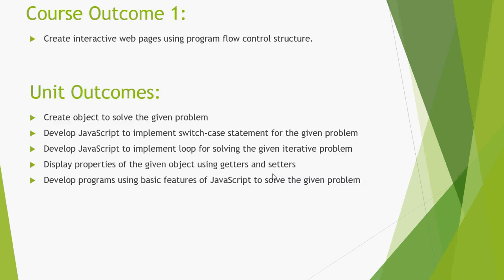Next is the first unit, in which the course outcome is to create interactive web pages using program flow control structures. In that, we are going to study how to create objects to solve a given problem. Then we are going to develop a JavaScript to implement the switch case statement. Then we are going to implement loops in JavaScript. After that, we are going to study the properties of getters and setters classes in JavaScript. And then finally we are going to develop programs using basic features of JavaScript to solve a given problem.